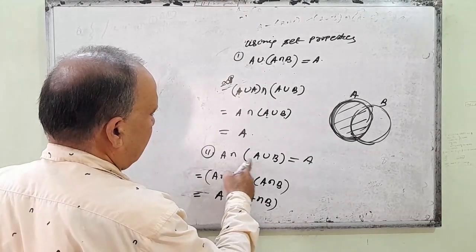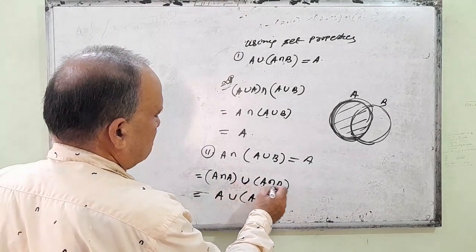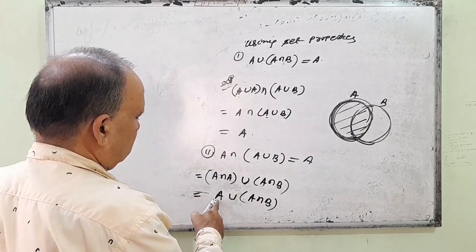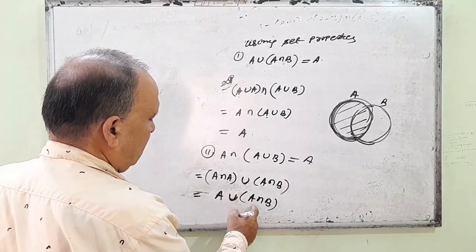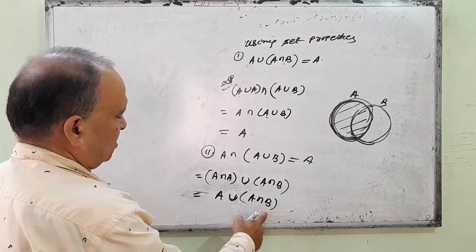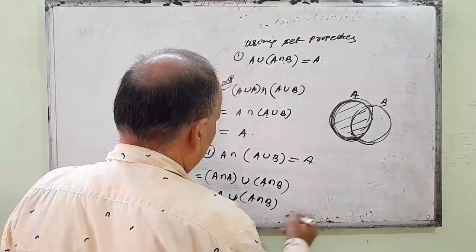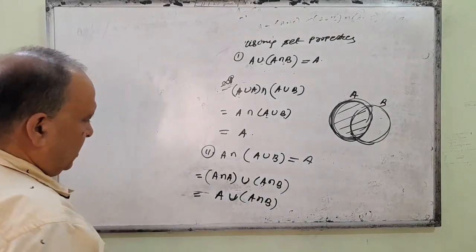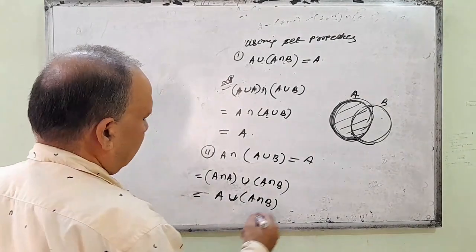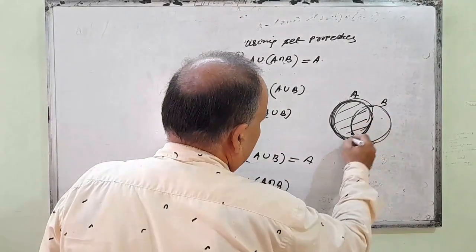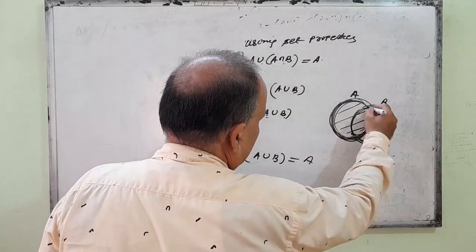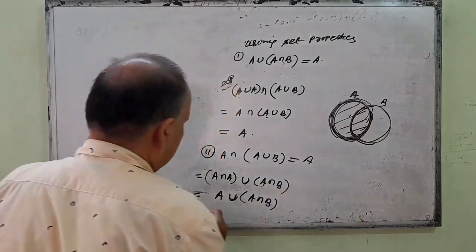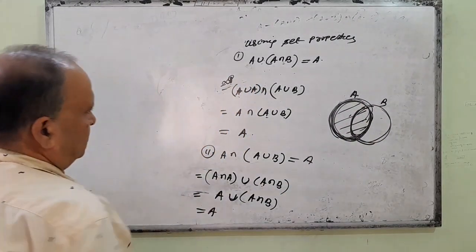First you write A intersection (A union A intersection B). A intersection A is your A, union A intersection B. You see, A union A intersection B. What is the value of A union A intersection B? A union A intersection B is equal to A.